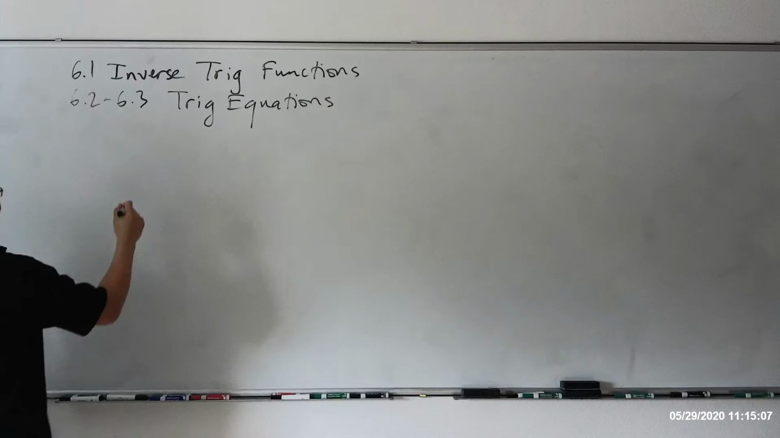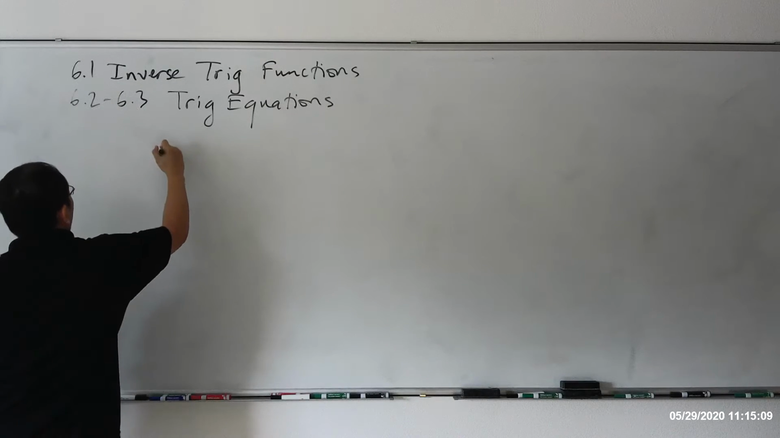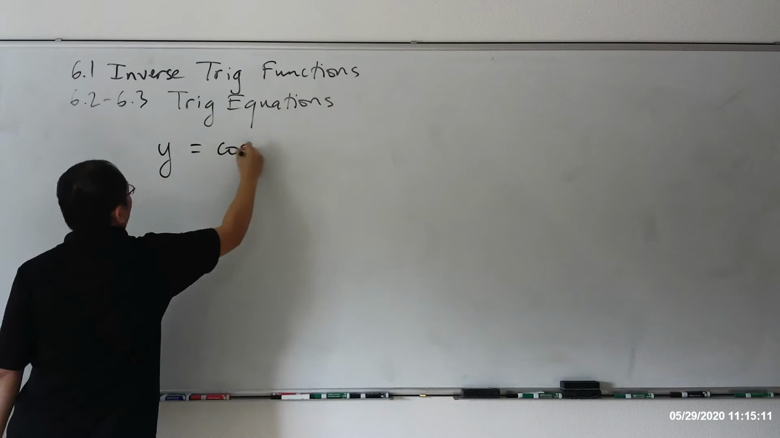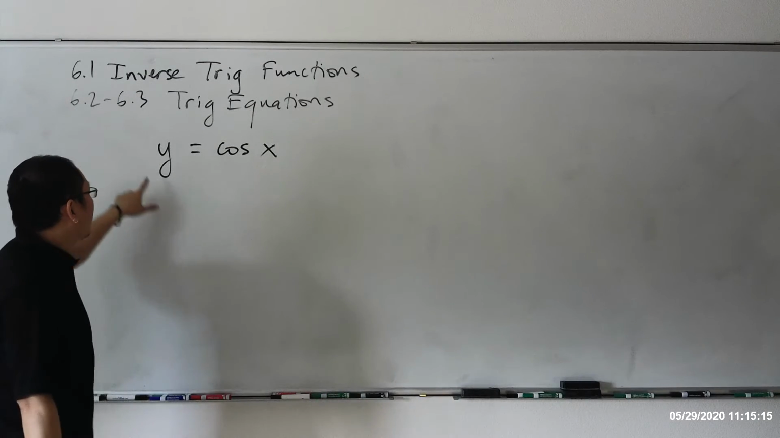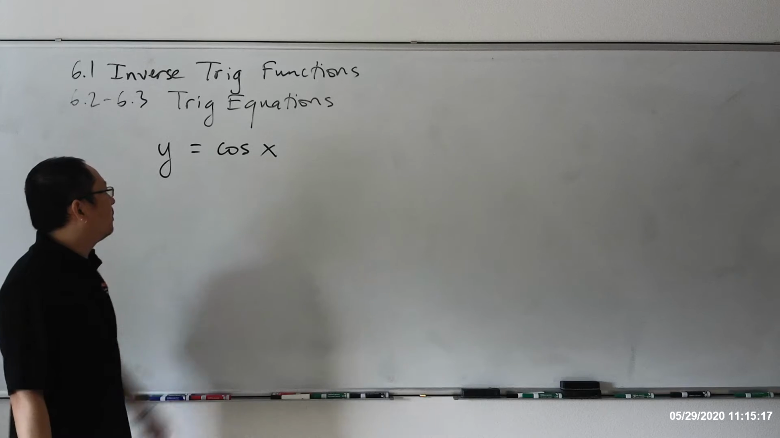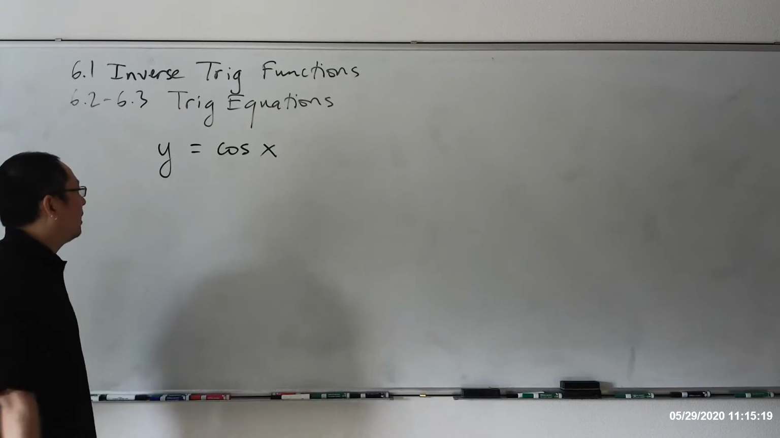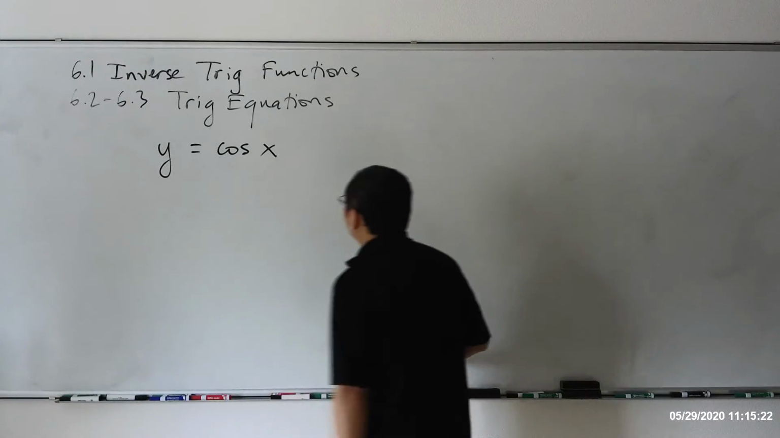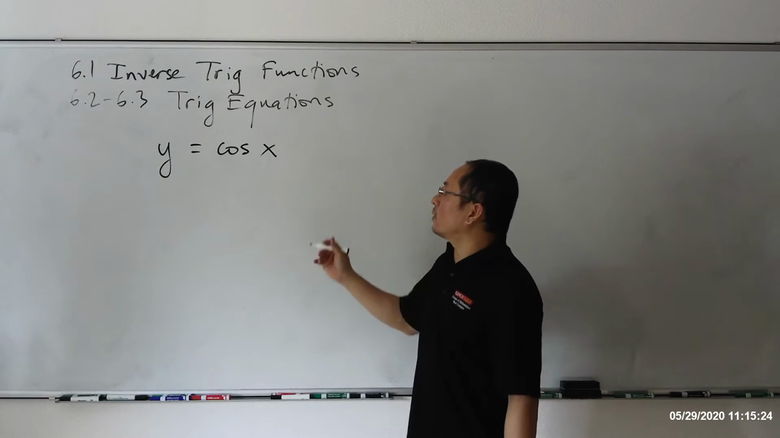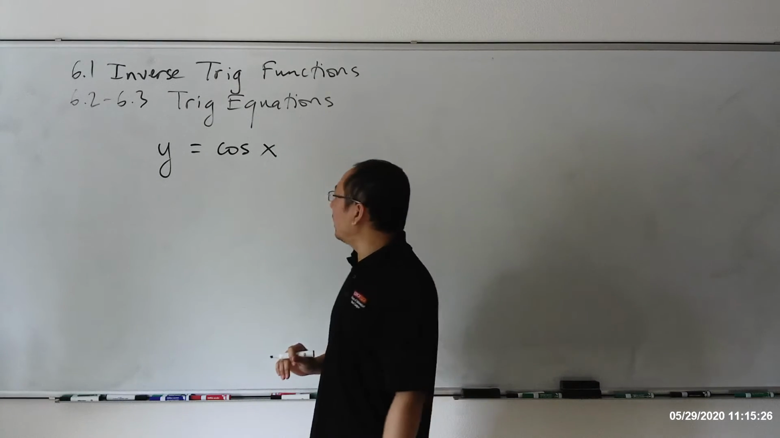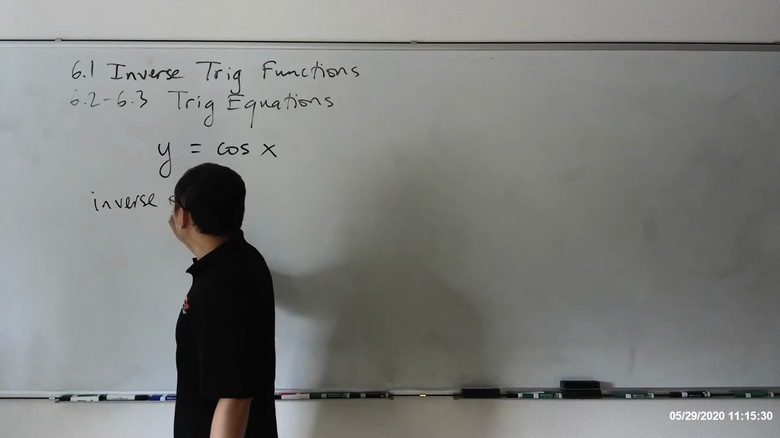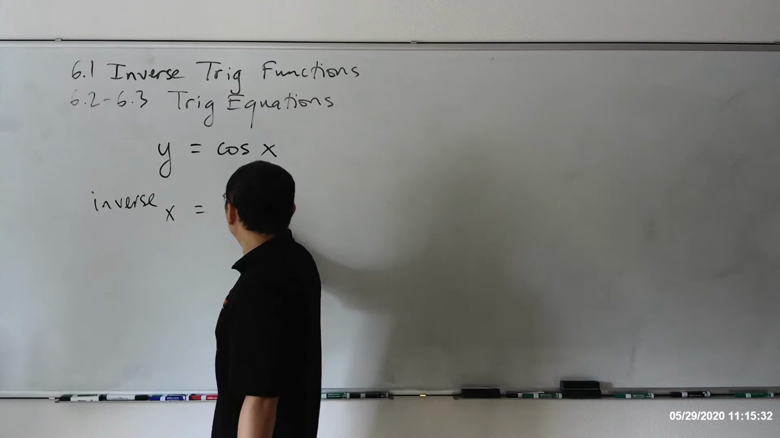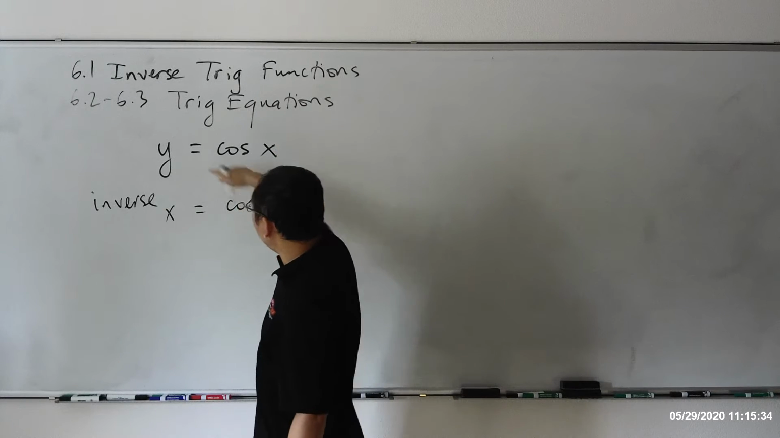So recall that you have a trig function, say y equal to cosine x. Here x, think of it as an input and y is the output. Every value you plug in for x, you get y, the output, coming out. And the inverse of this means what? We're going to interchange the role of input and output. So the inverse is going to be x equal to cosine y. See, x becomes y and y becomes x.